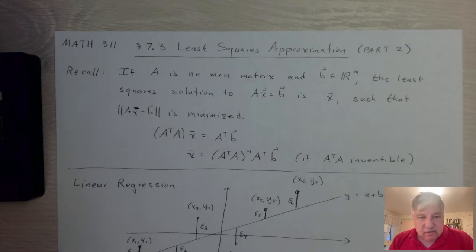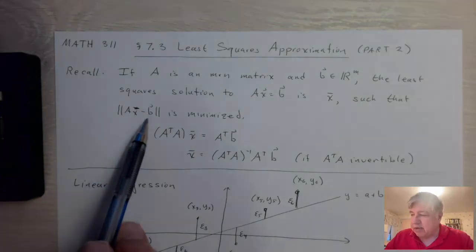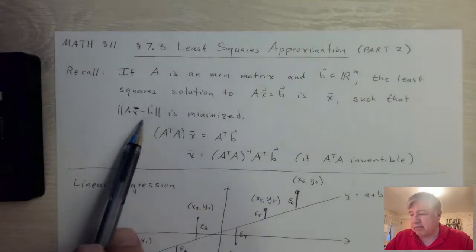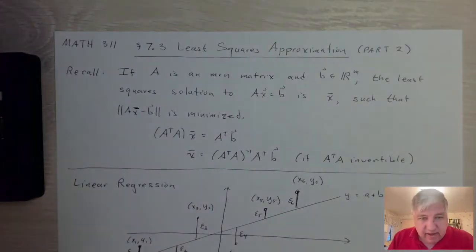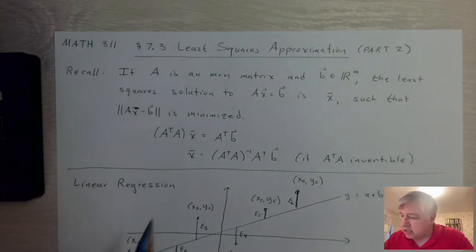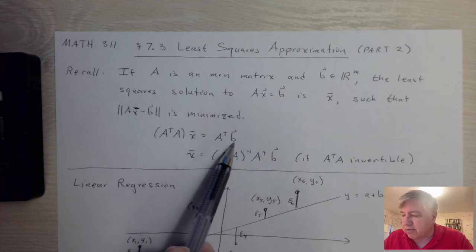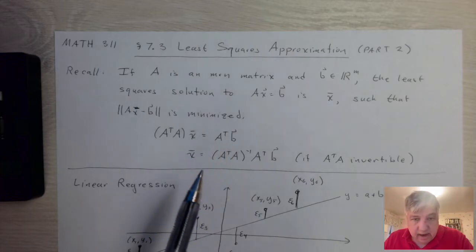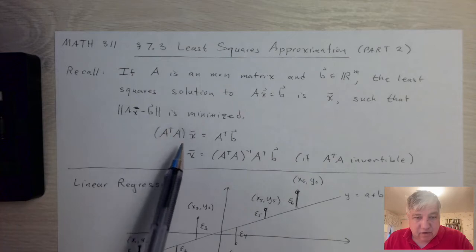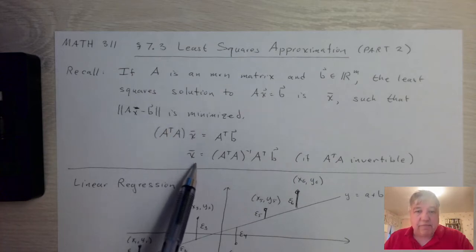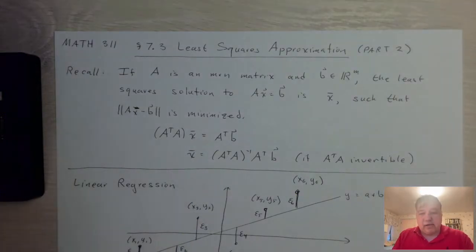x bar, such that the length of Ax minus b is minimized, or the distance between Ax and b is minimized. And we found out last time that x bar satisfies this normal equation: A transpose A times x bar equals A transpose times b. And if this matrix is invertible, we can multiply both sides by the inverse of A transpose A, and we get an explicit formula for x bar. Okay, and that's the least squares solution.